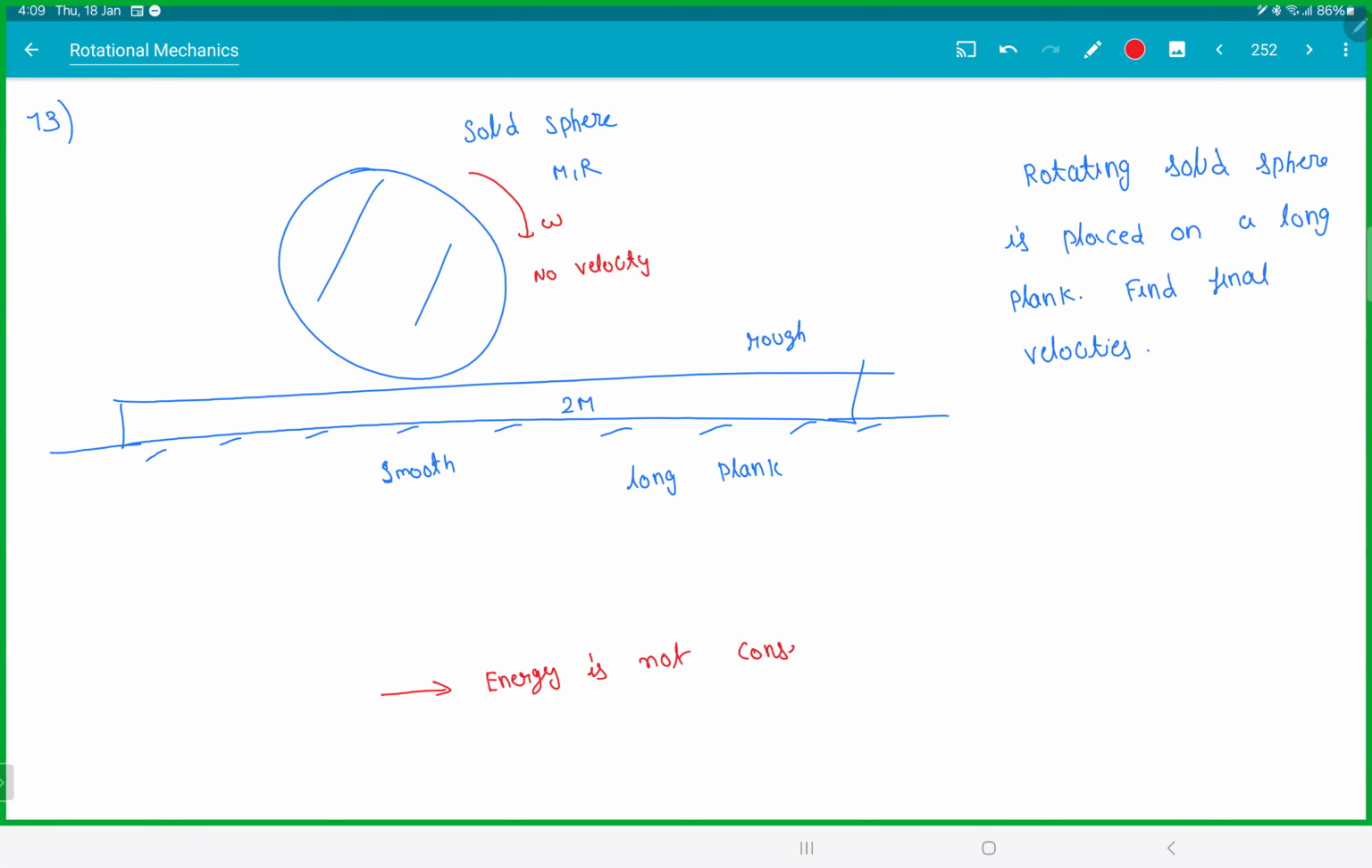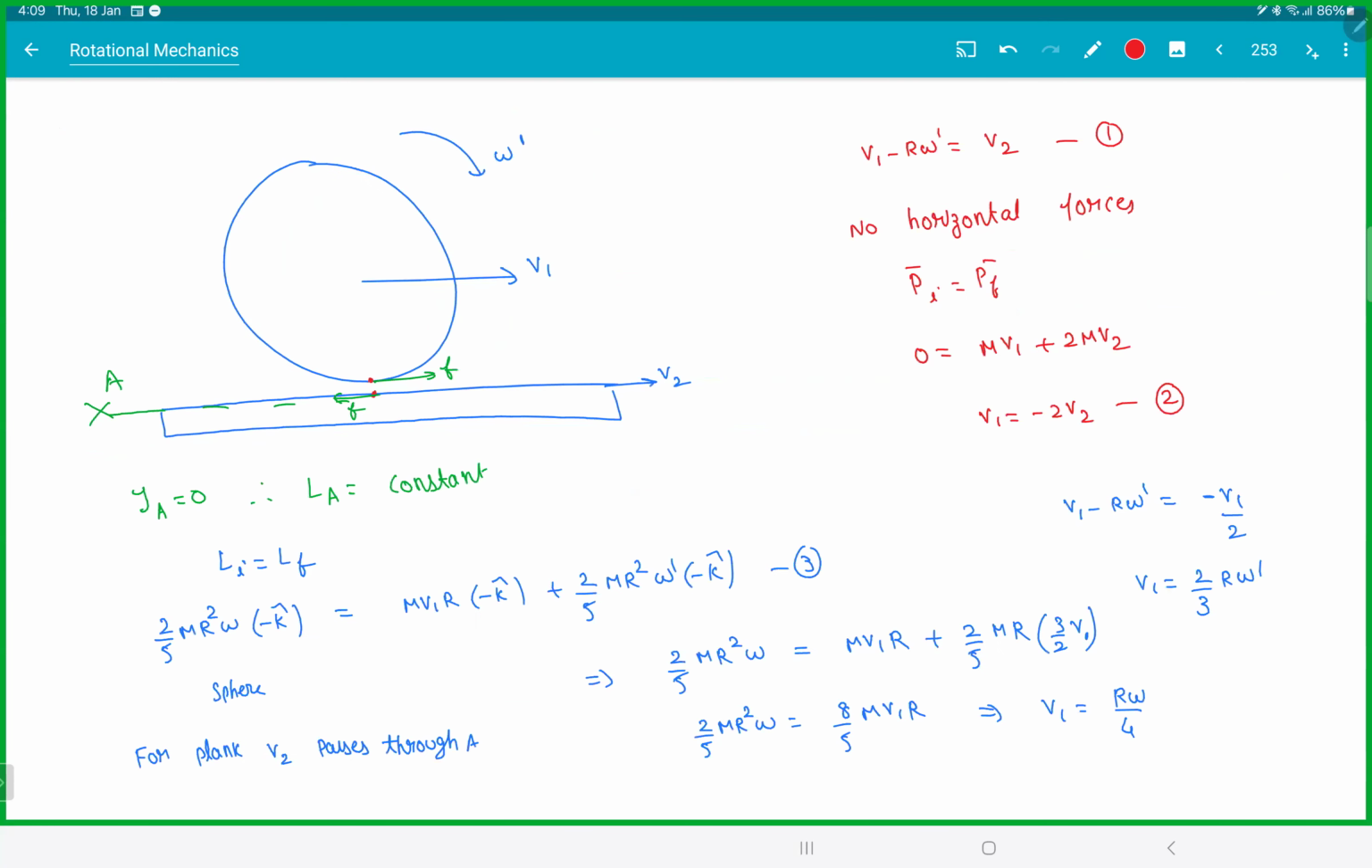Second thing, can I conserve linear momentum? Yes, because ground is smooth, the friction between them is internal. Can I conserve angular momentum? Yes, because the frictional force will pass through this point, so torque is 0. I can conserve angular momentum. Third, no slipping conditions. 3 variables, 3 equations. Check it out.